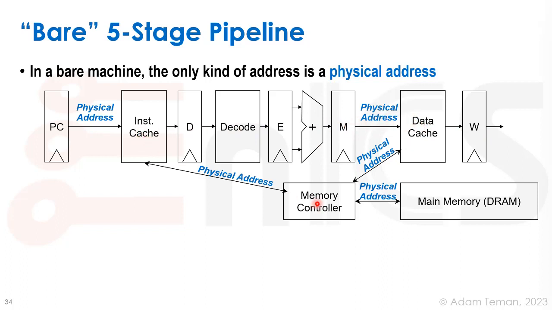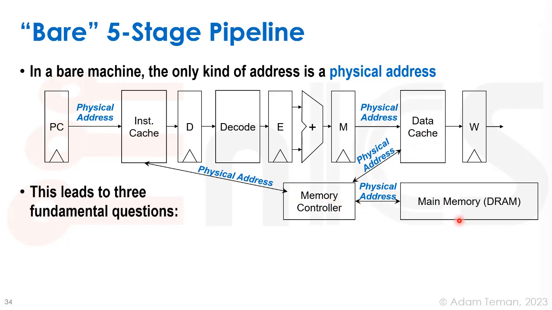Now, the instruction cache and the data cache both communicate with a memory controller that checks if the address we gave it is inside the cache, and if it's not, if we get a miss, it goes to main memory and fetches our missing data.